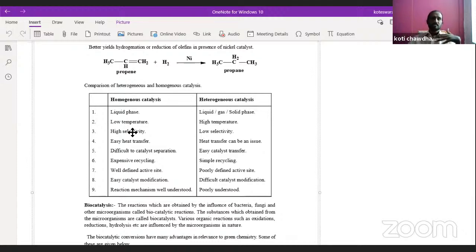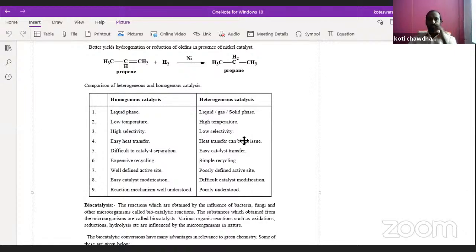Next, easy heat transfer. There is only one phase in homogeneous catalysis. Therefore, the heat transfer takes place in a very easy manner. But in the heterogeneous catalysis reaction, two or three or more phases are existing in the reaction part.